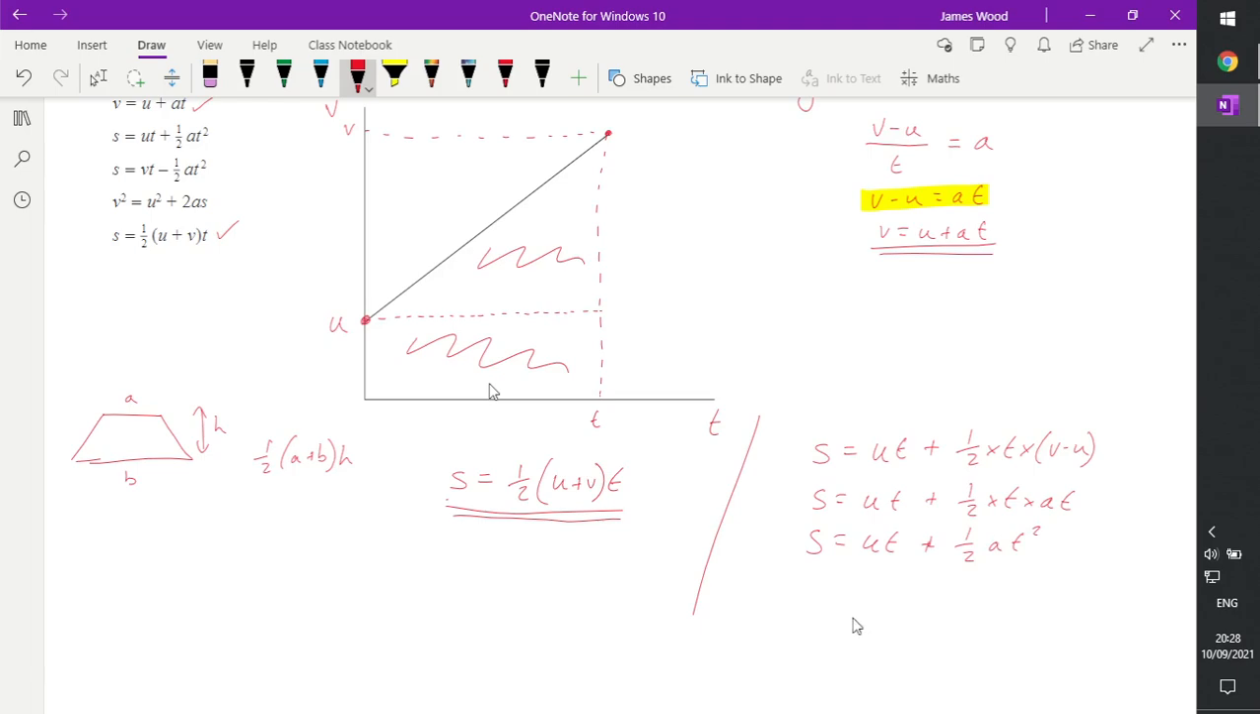And that's one of our other formulae. S equals ut plus half at squared. And that came from finding the area under the graph as a rectangle and a triangle.